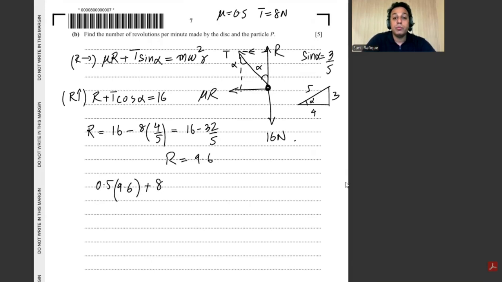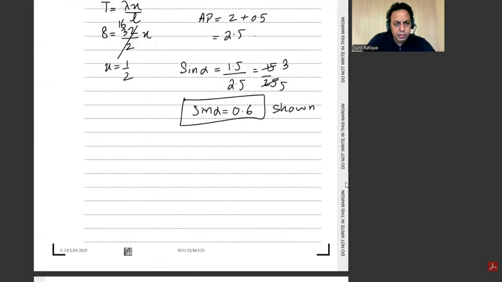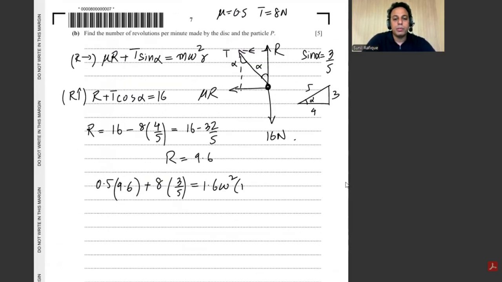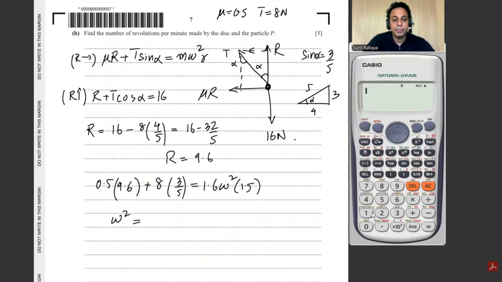So mu is 0.5, normal reaction is 9.6. We have tension, we have sine alpha, we have mass, which is 1.6. Omega we're looking for, and the radius. I need the radius. Okay, that's 1.5. So let's get omega squared first, and then I can root that. So why are we doing this? Because we need the number of revolutions. For that, we need this angular speed, plus 8 times 3 over 5.